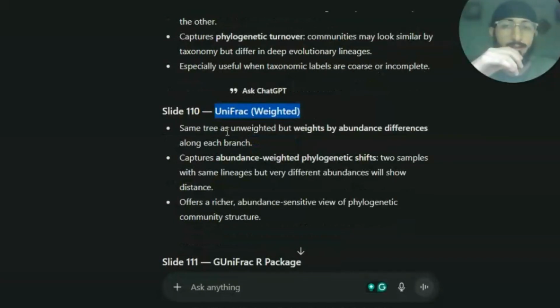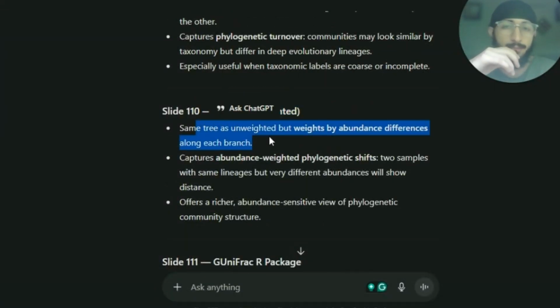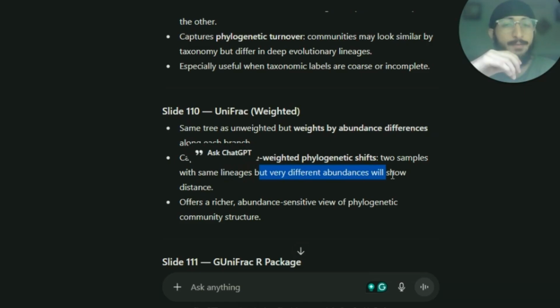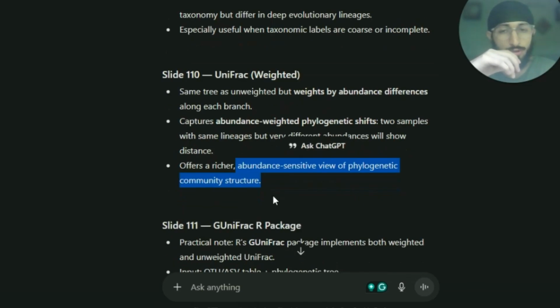Now, weighted UniFrac uses the same tree as unweighted, but weights by abundance differences along each branch. So it captures abundance-weighted phylogenetic shifts. Two samples with the same lineages but very different abundances will show distance. It offers a richer, abundance-sensitive view of phylogenetic community structure.